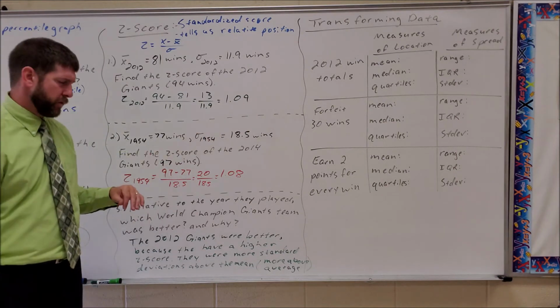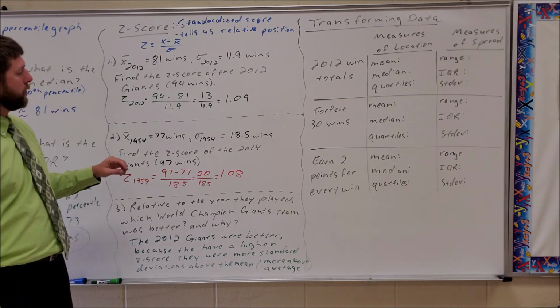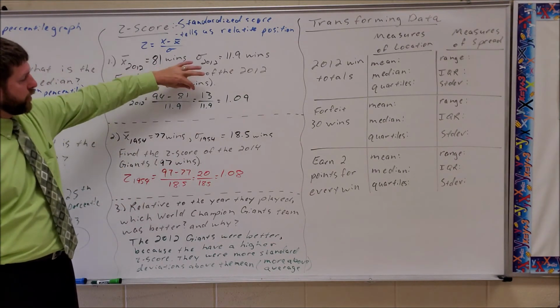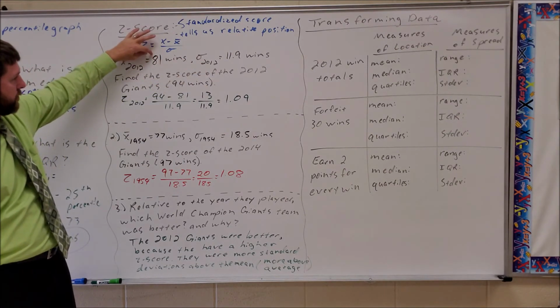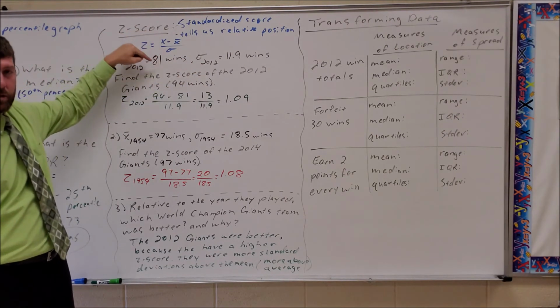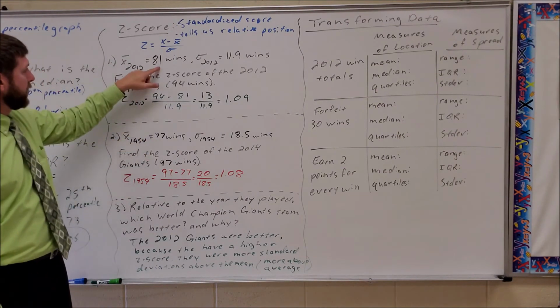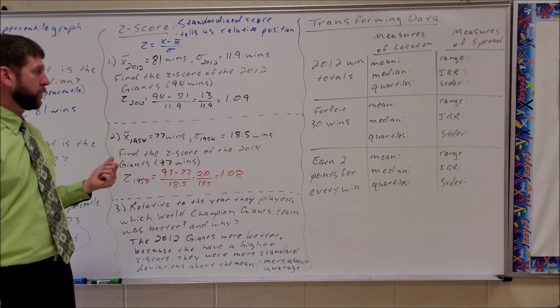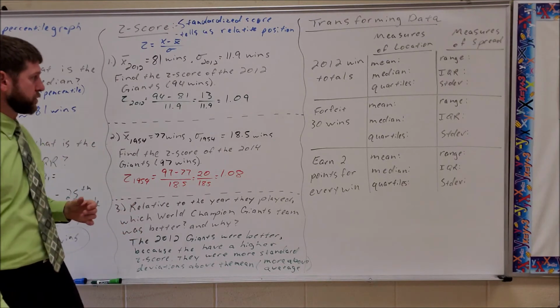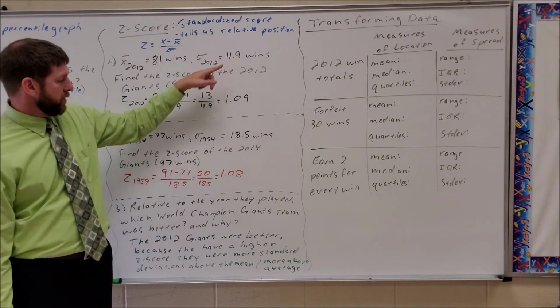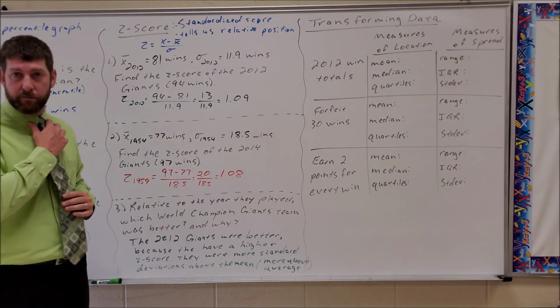Let's look at some reasons why that may be. They had fewer wins than the average team. And so it looks like the league was a lot better this year, because here the average number of wins was 77. Here the average number of wins was 81. So the league average was higher. Here there was a much smaller standard deviation, which is the big thing.